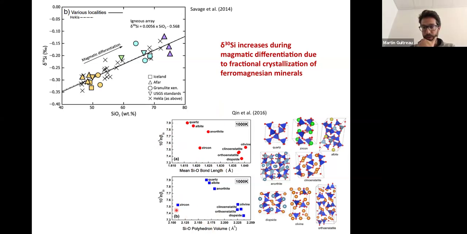And apart from zircon that has a twisted crystal lattice, there's a good correspondence. And what you can see is that when you crystallize ferromagnesian minerals, they will have a lower isotopic composition compared to more felsic minerals. And since they are, more or less, the first minerals to reach solidus during magmatic differentiation, the fractional crystallization of ferromagnesian minerals will induce an increase in the silicon isotope composition of these magmas.